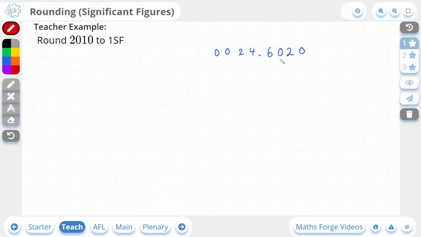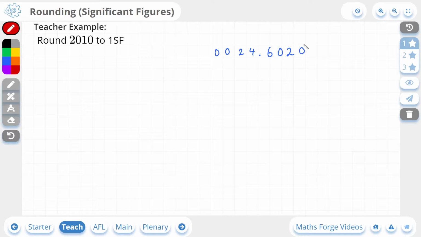How about this 0 here? If we remove this 0 here, the number now becomes 24.62, whereas before it was 24.602. So this 0 here in between the numbers is considered to be significant. When we removed it, we changed the value of the entire number.